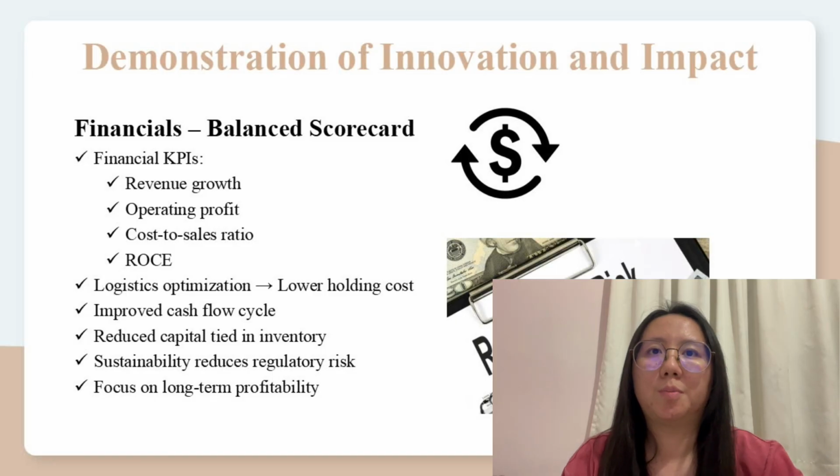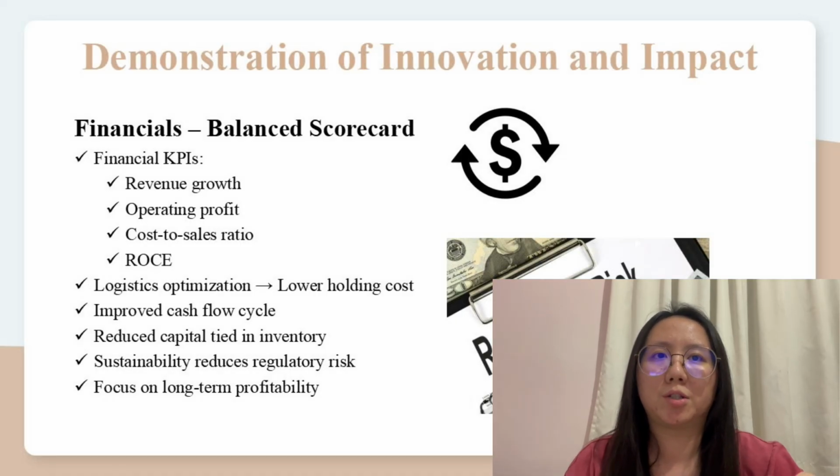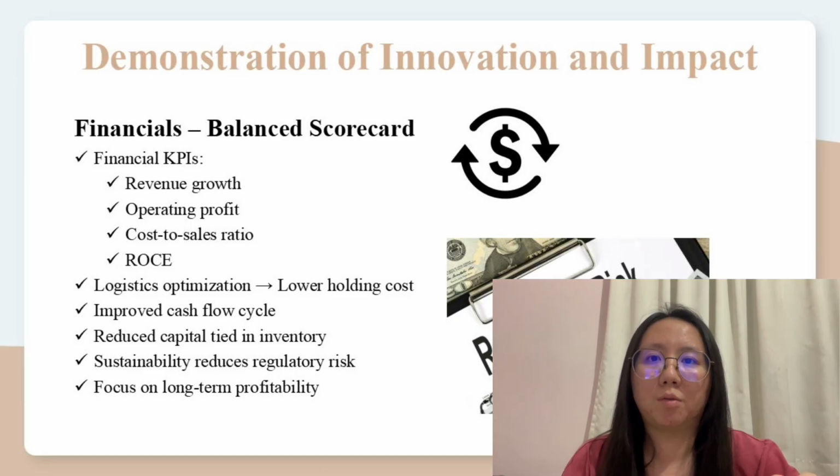Moving to the financial perspective of the Balanced Scorecard. The Balanced Scorecard framework evaluates company performance not only through financial results but also through customer satisfaction, internal processes, and learning and growth. At IKEA, several key financial performance indicators are monitored. This includes revenue growth, operating profit, cost to sales ratio, and return on capital employed. Through logistic optimization and efficient supply chain management, IKEA has been able to significantly reduce holding costs and warehousing expenses.